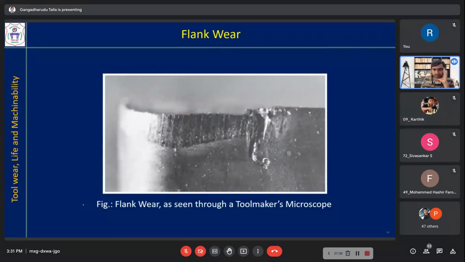Now coming to flank wear, it looks like this. You can see here very clearly. So this is all flank wear. This is on the principal flank. This is the auxiliary flank. Almost, this is the height. There will be slight variation in the height, so you will take the average height. And here you can clearly see one notch towards the end of this flank wear.